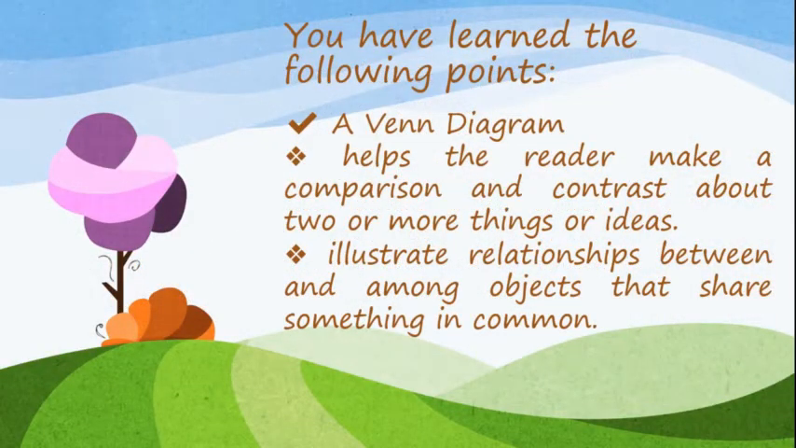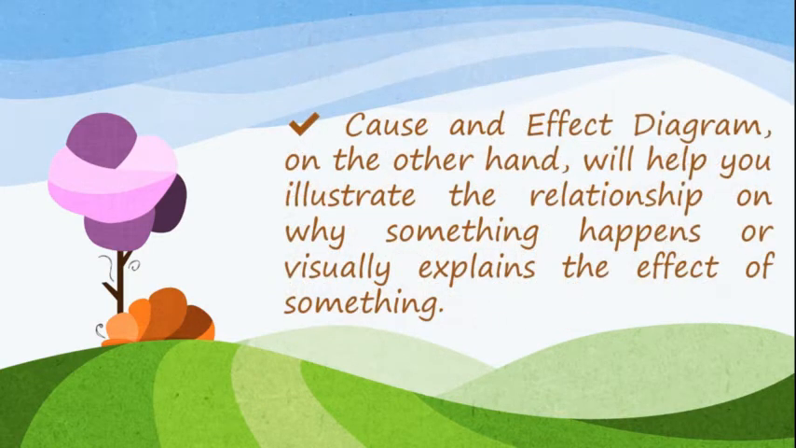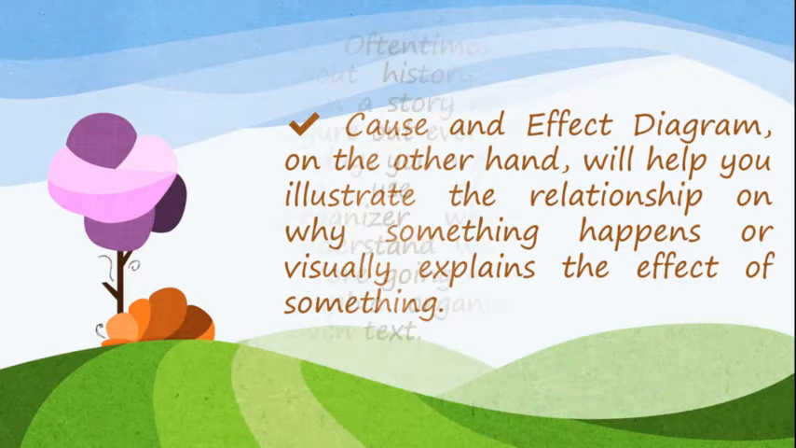You have learned also the following points: that a Venn diagram helps the reader make a comparison and contrast about two or more things or ideas. And it also illustrates relationships between and among objects that share something in common. While cause and effect diagram, on the other hand, will help you illustrate the relationship on why something happens or visually explains the effect of something. So it answers the question, what and why.